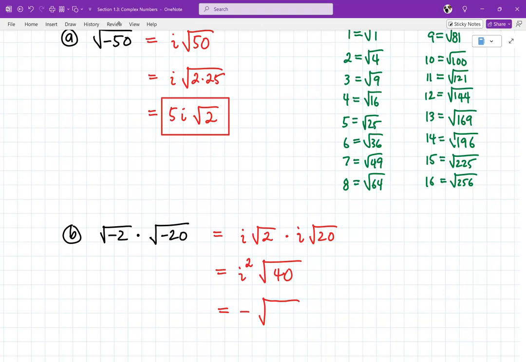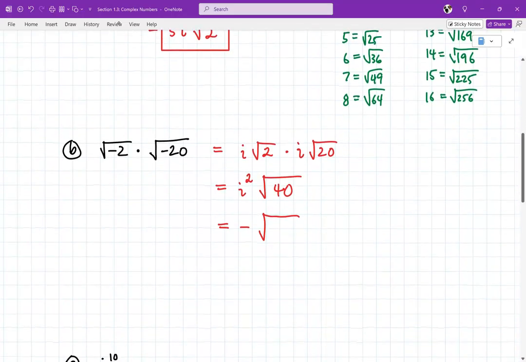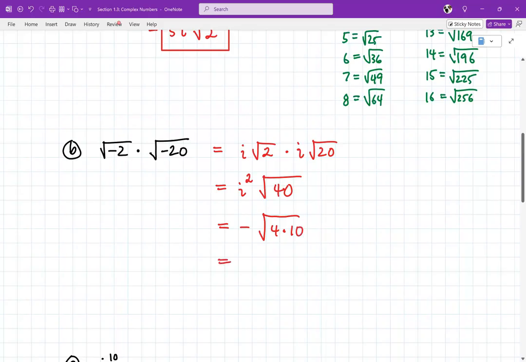I'll give you a hint. 10 times 4, right? Does 10 have a nice square root? If you look, no. Does 4? Yeah, the square root of 4 is 2, right? So I'm going to break this up into 4 times 10. The square root of 4 is 2, so this becomes negative 2 square root of 10.